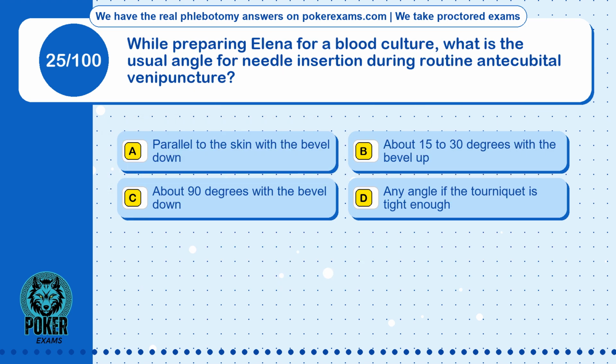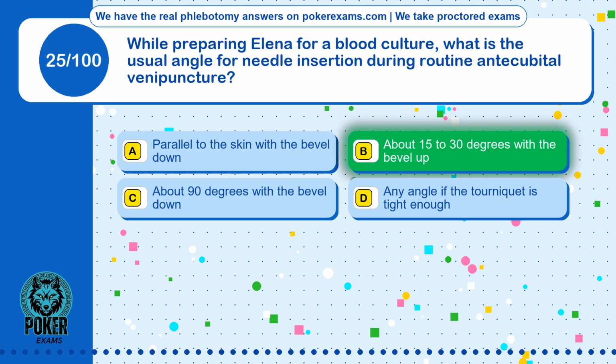Question 25. While preparing Elena for a blood culture, what is the usual angle for needle insertion during routine antecubital venipuncture? Option A: parallel to the skin with the bevel down. Option B: about 15 to 30 degrees with the bevel up. Option C: about 90 degrees with the bevel down. Option D: any angle if the tourniquet is tight enough.